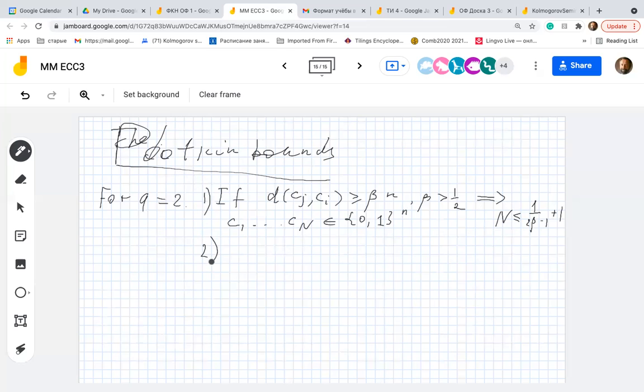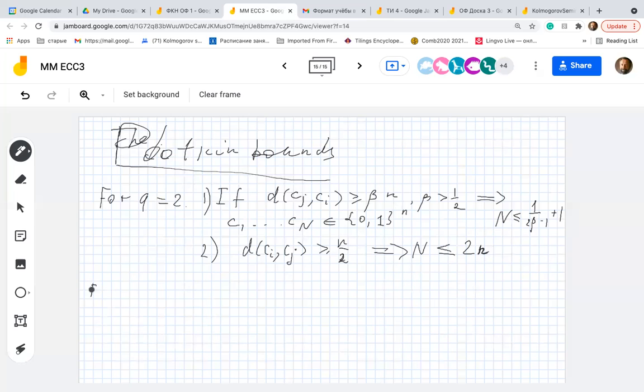And the second Plotkin bound states that if the pairwise Hamming distance is at least n over 2, so it claims something for beta exactly equal to 1/2, then the number of code words is at most 2 times n. So in both cases, the number of vectors is negligible, because in the first case it's bounded by some constant dependent only on beta. In the second case, it's bounded by a linear function of n, which means that the rate of our code is very small. So the dimension is logarithmic in n, and the rate is at most log 2n over n, so very close to 0.